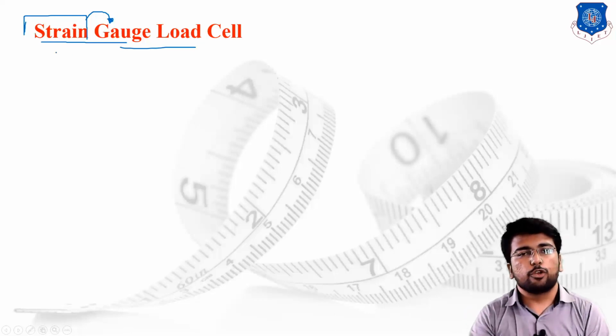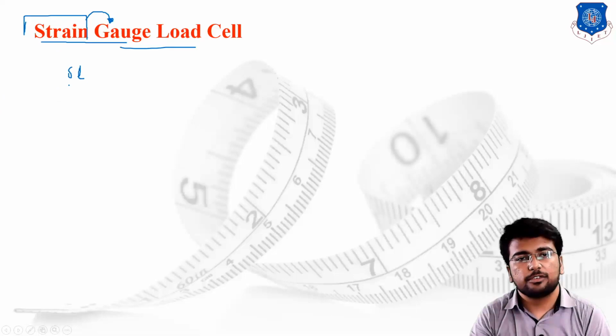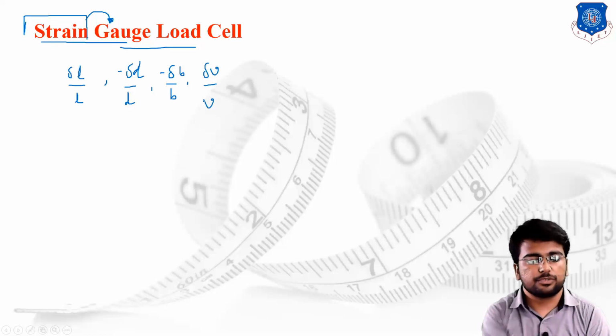Now, what do you mean by strain? Strain means, let's say, change of length to its original length. This is the strain. Change of diameter to its original diameter, strain. Change of width to its original width, strain. Change of volume to its original volume, volumetric strain. It is also a form of strain.